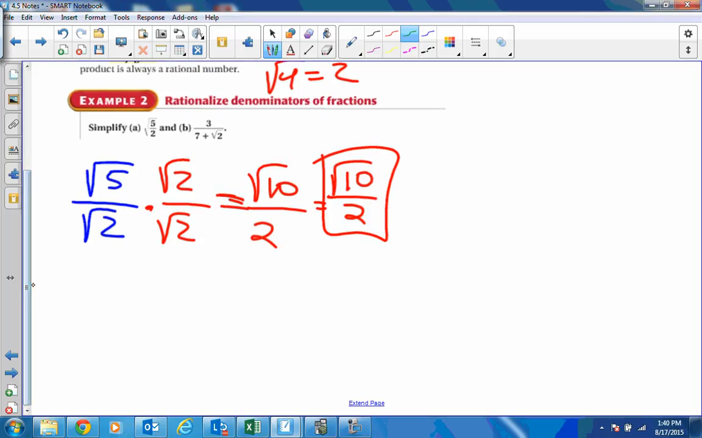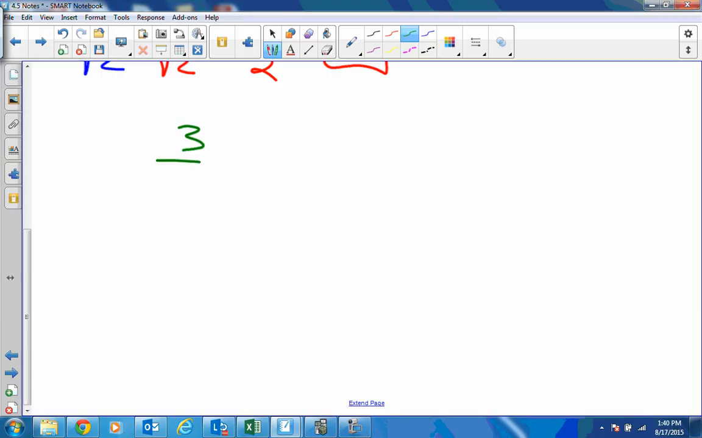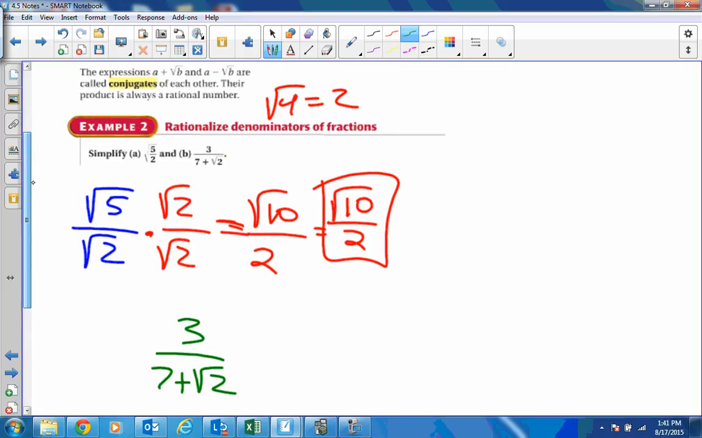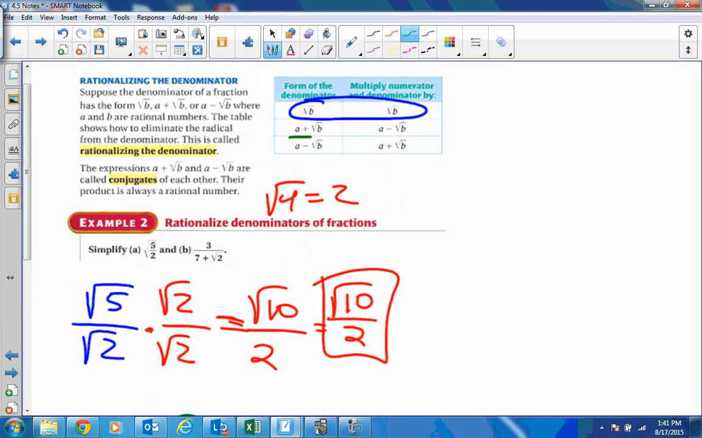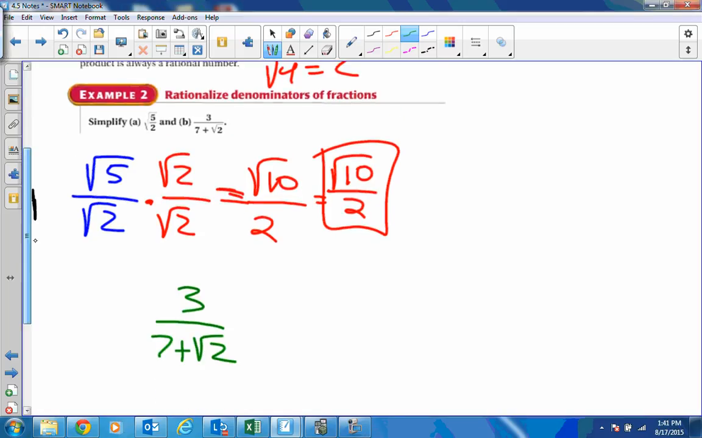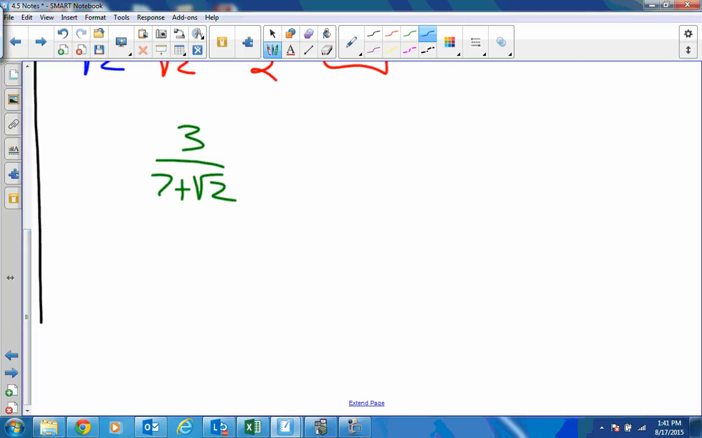We have 3 over 7 plus square root of 2. Now, if it's in this form, 7 plus radical, we have to do minus radical. What we're basically doing is difference of 2 squares. If we do difference of 2 squares, we know the middle term would cancel and we'll end up with no radicals. So since it's 7 plus square root of 2, we have to multiply top and bottom by 7 minus square root of 2.